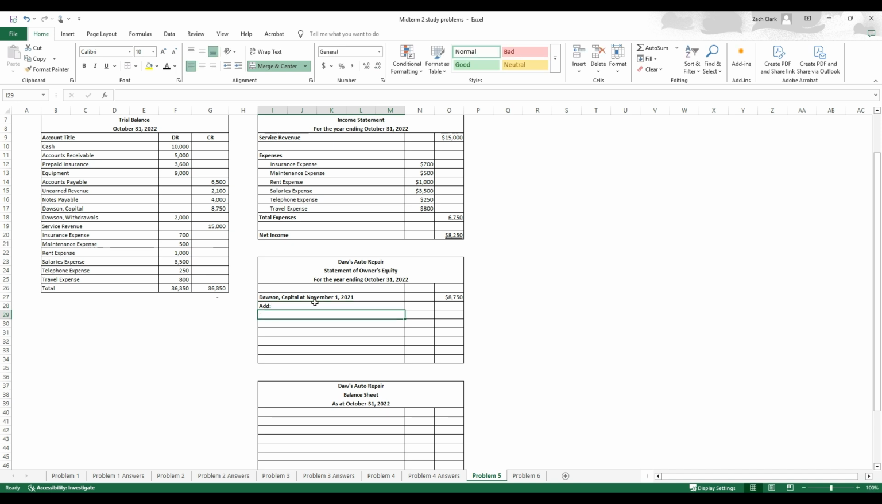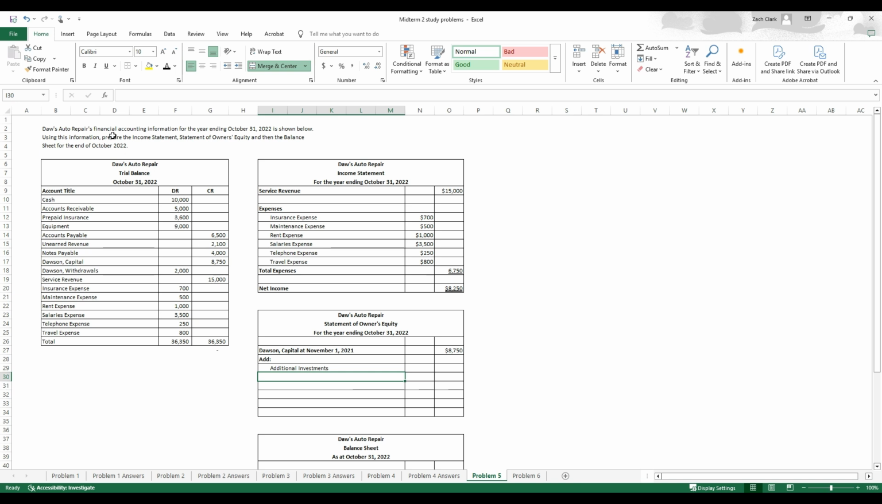But let's fill it out in our form. So typically, we would list out additional investments if there are any. Those would have to be identified separately in the problem, because the investments during the year would just be included in this balance. So if we did have investments, you would need to take those out of the 8750.